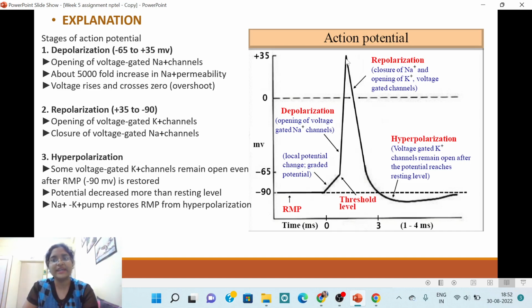So what happens? The Na plus ions are not going into the cell, and there is opening of the K plus voltage gated channels. So the membrane potential decreases again. The opening of the voltage gated K plus channels happens, and there is the closure of the voltage gated Na plus channels. This is the repolarization event.